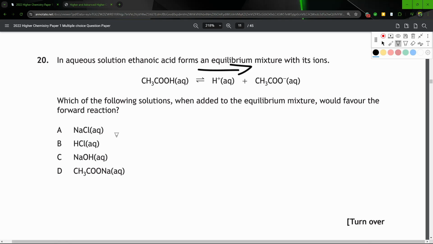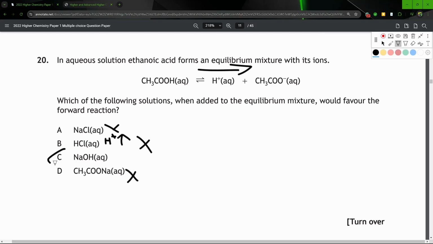Well, let's go through it. Hydrochloric acid would be bad because it would be lots of H plus ions, which means they would go up and it would favour the backwards reaction to convert it back. So B is not correct. Down here, this would be bad for the same reason. This is sodium ethanoate, and that would be bad because it would have more of these ethanoate ions, and that would encourage the back reaction. And sodium chloride wouldn't really do anything. It's a salt, and it's not used in here at all, so it wouldn't help at all.